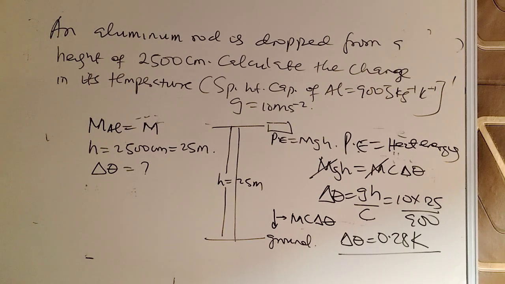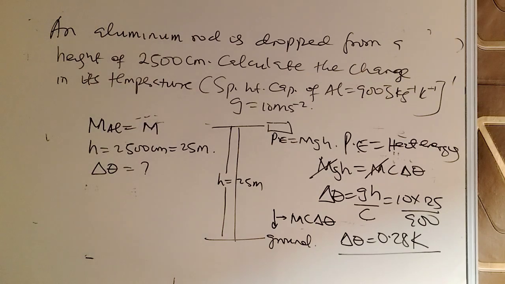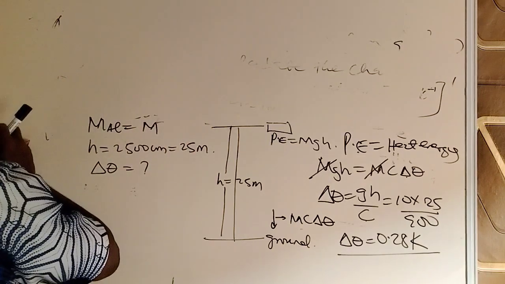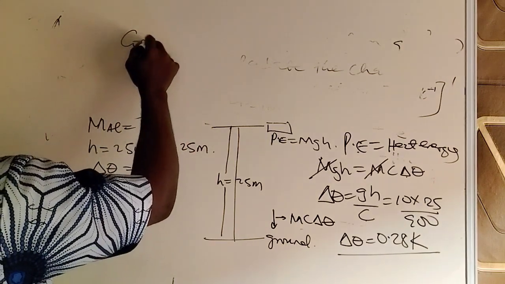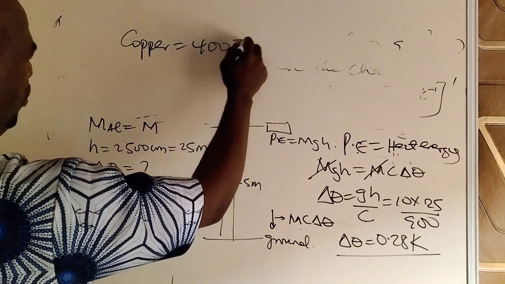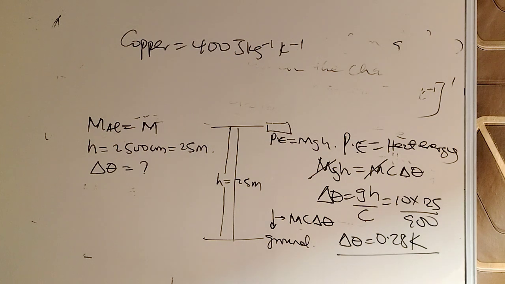Before we go ahead, we have to know that good conductors normally have very low specific heat capacity. Good conductors have low specific heat capacity. Like copper is a good conductor, for instance, or silver. So these are very good conductors. So copper, which is one of the good conductors, has a very low specific heat capacity of 400 joule per kilogram per Kelvin. So this is the specific heat capacity of copper, very low.